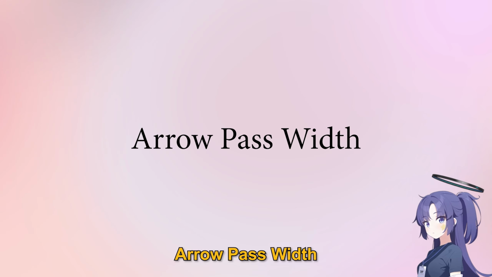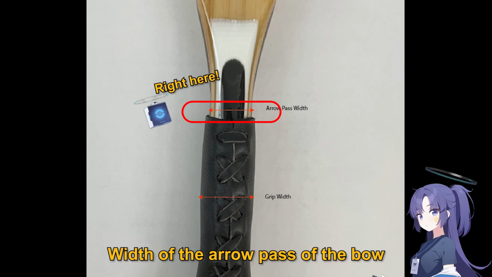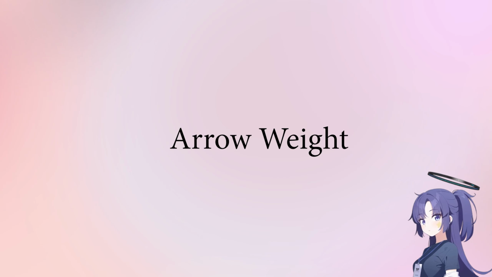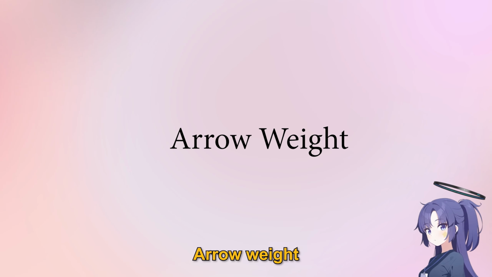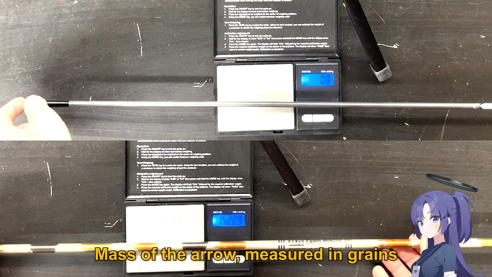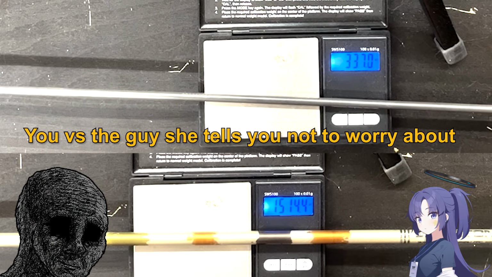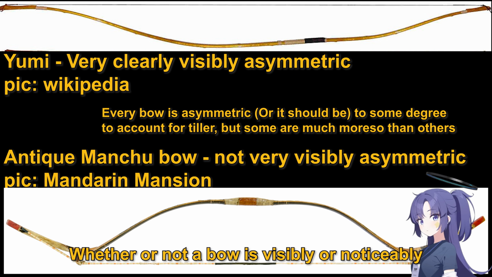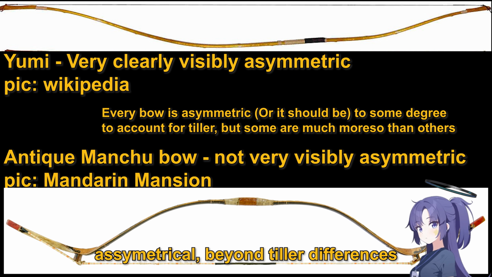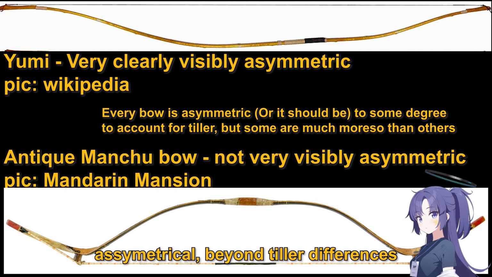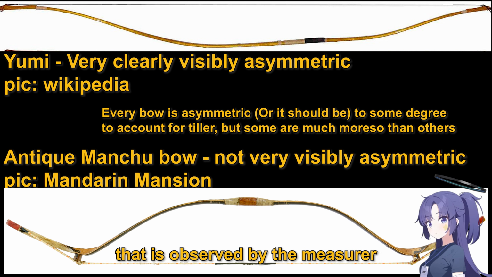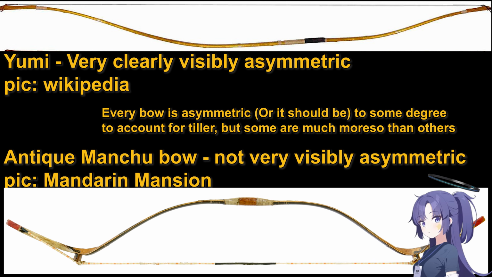Arrow pass width. Width of the arrow pass of the bow at the narrowest point of the arrow pass in millimeters. Arrow weight. Mass of the arrow measured in grains. Asim. Whether or not a bow is visibly or noticeably asymmetrical beyond tiller differences. This is a subjective measurement that is observed by the measurer.